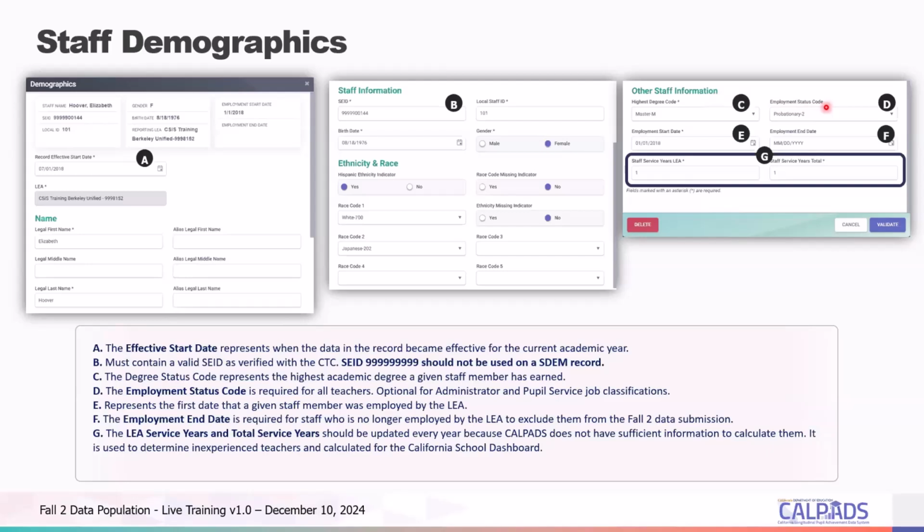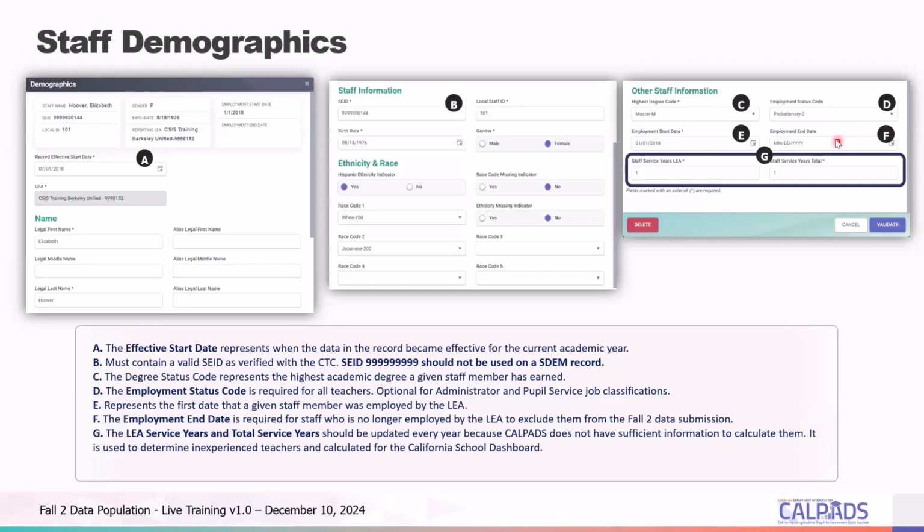The employment status code, in the field labeled D, is required for all teachers, but is optional for administrators and pupil services classifications. And the employment status code represents their current employment status at the LEA, whether probationary, temporary, tenured, or other. Next, the employment start date is key for determining if staff member can be included in the current reporting period. And the employment end date, the field labeled F here, is required for staff who are no longer employed by the LEA in order to exclude them from the SDEM submission or from the Fall 2 submission.